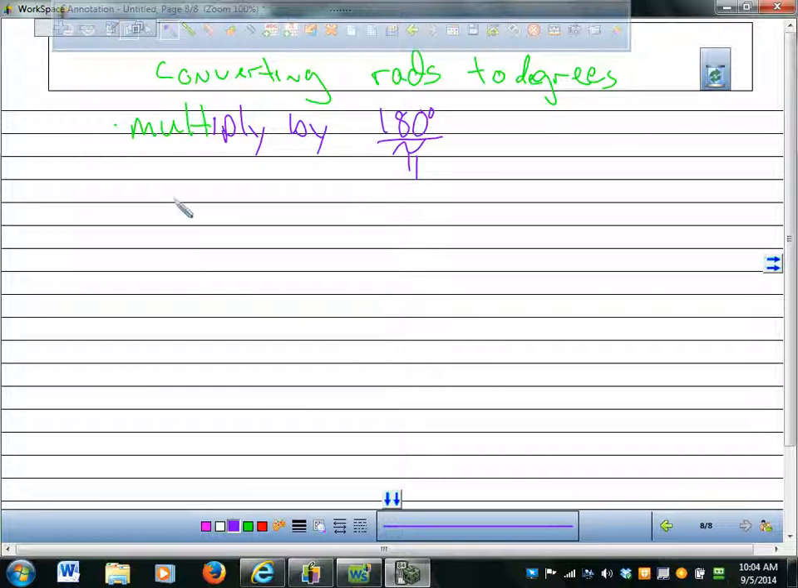So if you want to do radians, so say I want 3 pi radians, and I want to convert that, okay? Usually the radians have pi's in them. Not always, but you do something like this. What cancels out from top and bottom? Pi's, and you get that's equal to 540 degrees.